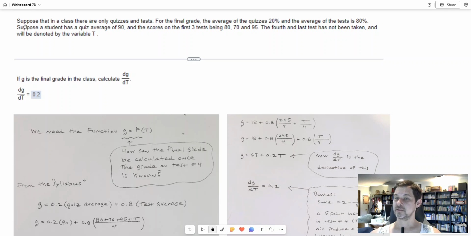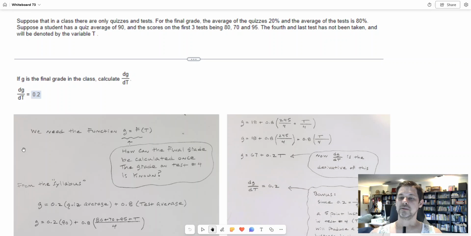In a class there are only quizzes and tests, two components to the grade. Quiz average is 20%, test average is 80%. Let's say we know the first three test scores. There's one more test to take, and we know the quiz average. G, the variable G, is the final grade in the class. Calculate dG over dT, where capital T is the fourth and last test, not yet taken. It reads like a syllabus, like somebody's got their grades and they want to see how things are going to work out. What is the derivative dG/dT?